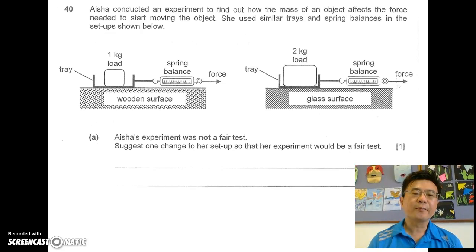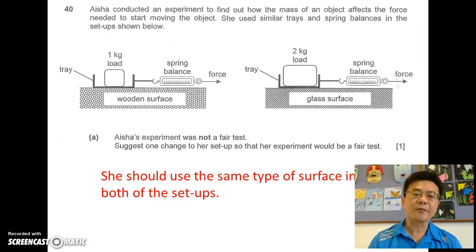Question 40. Why is Aisha's experiment not a fair test? Suggest one change to the setup so that her experiment will be a fair test. As you can see, she is testing how the mass of an object affects the force needed to start moving the object. Hence, the mass of the object should be different. The other variables must be the same. She cannot use two different surfaces, so she should use the same type of surface in both of the setups. She should either change the glass to wooden or the wooden to glass.